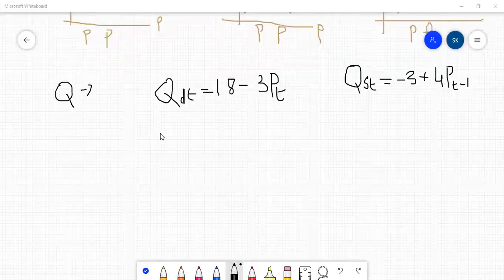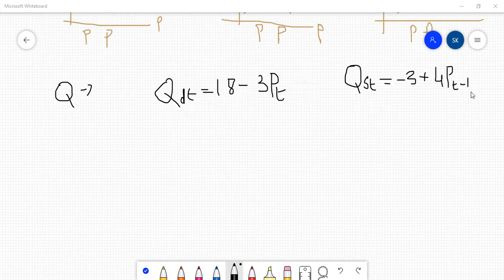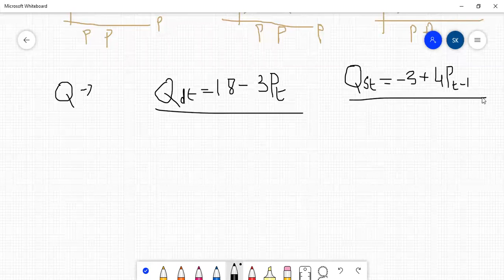Now, this is the question that we will solve in our lecture today. This question shows that the demand function is 18 minus 3Pt and the supply function is minus 3 plus 4Pt minus 1. This is an unlagged function. This is a lagged function, as according to the cobweb model. It should be of the same kind. We will solve this function through the cobweb model phenomena.